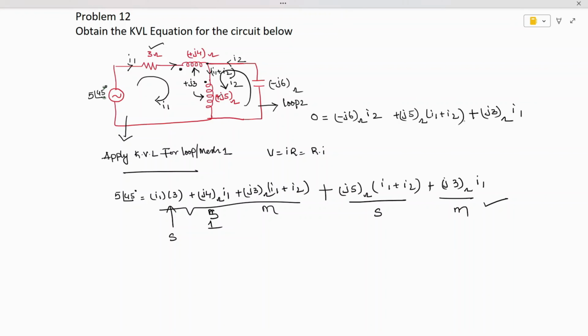That's how we get the KVL for the loops. First we write down the self-inductance and then we complete the mutual inductance. Later we write the self-inductance of this coil and the mutual inductance of this coil. Mutual will always refer to the other coil. Mutual means inductance due to another coil. This is the self-inductance of the coil and this is the mutual inductance. This is the process of writing the KVL.